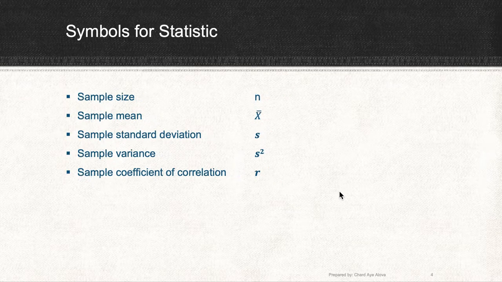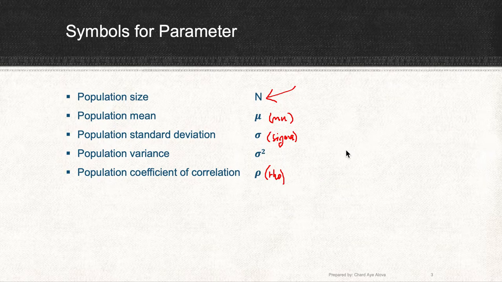For the sample statistics, the sample size is the small n. Our sample mean is x bar. Our sample standard deviation is S. Some books use SD, but we'll use S here. For the sample variance, it's S squared. And we have the sample coefficient of correlation, which is your r, or you may call it the Pearson r. It's by Karl Pearson, or its long name if you want, the Pearson product moment correlation coefficient. But let's just call it Pearson r for now. Notice the difference of the symbols for parameters and statistics.